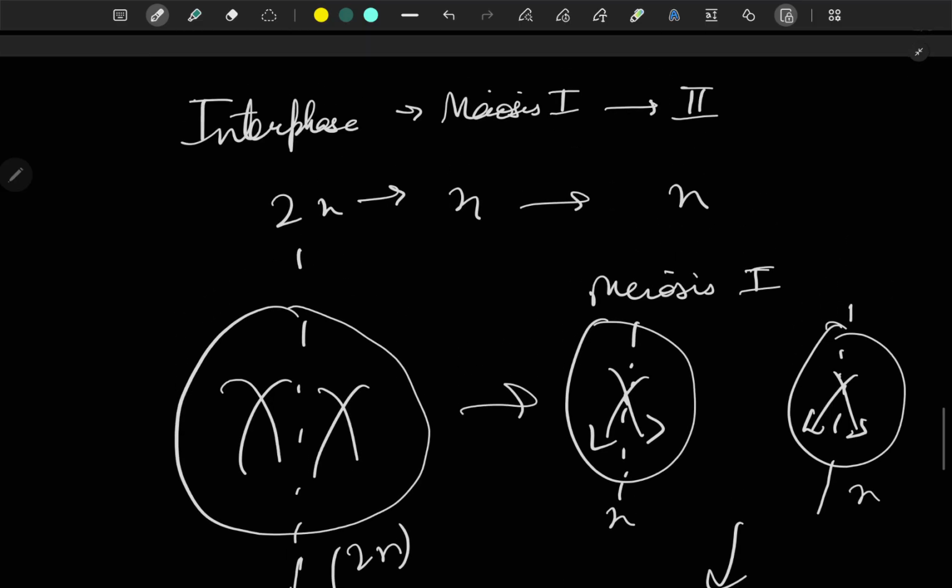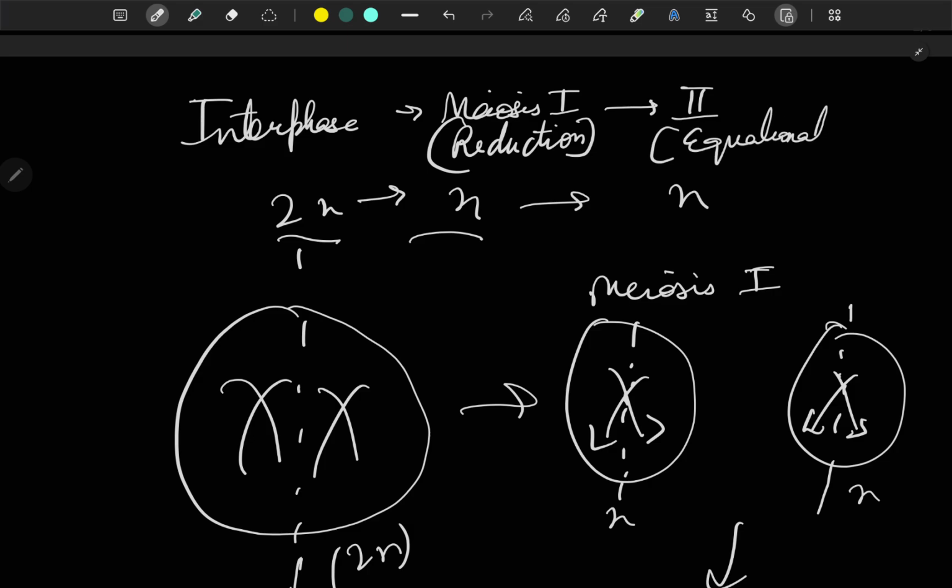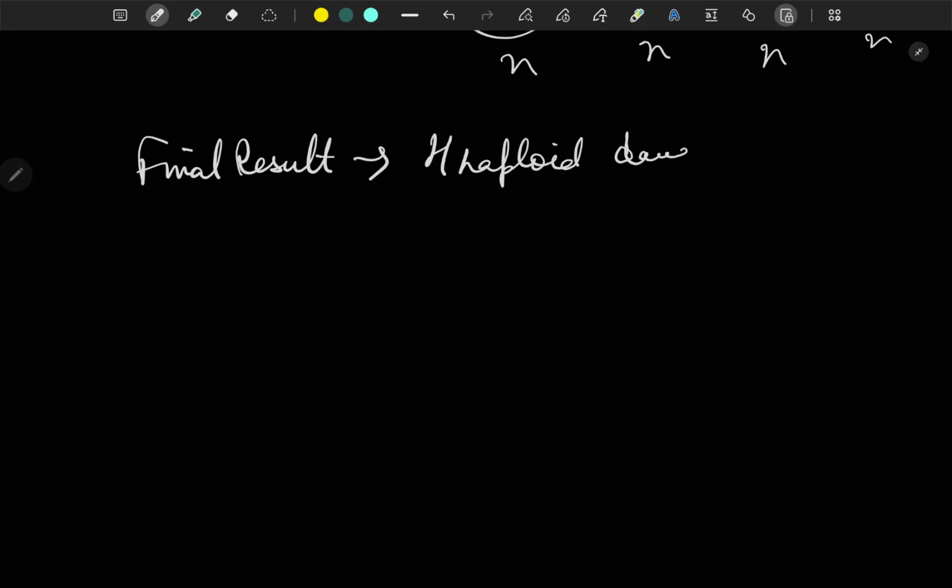So we call meiosis 1 what? Reduction division. Why? As 2n reduces to n, reduction division. But in meiosis 2 we call it equational division, as n remains the same. They remain haploid. So what is the final result? The final result we can see is four haploid daughter cells, each with half of the chromosomes of the parent cell.